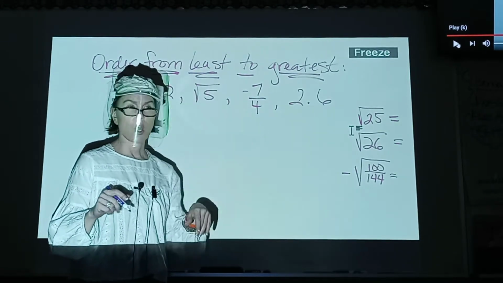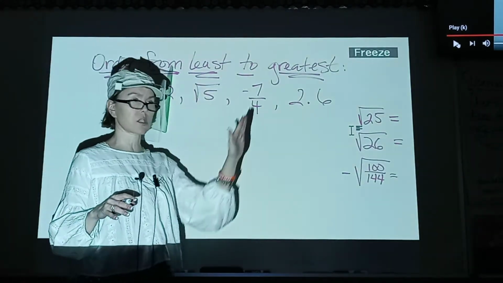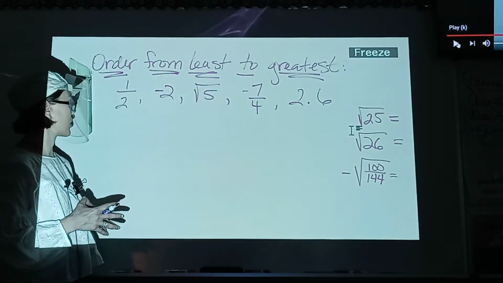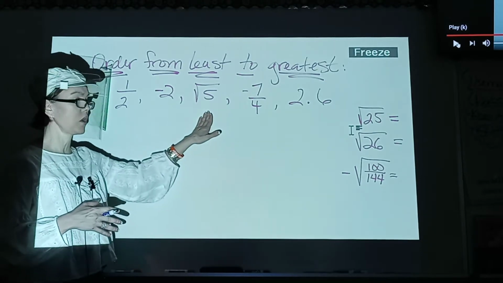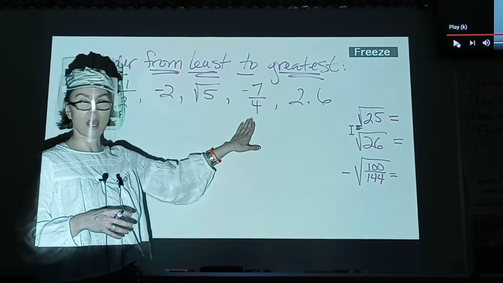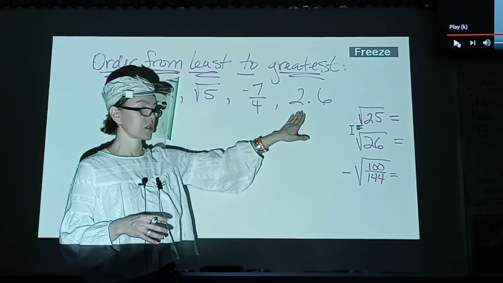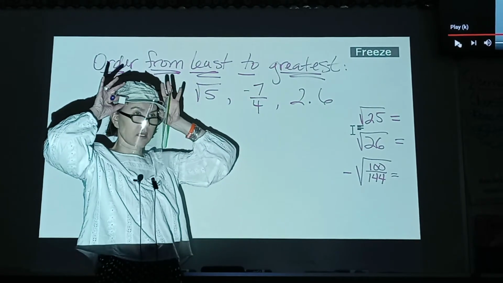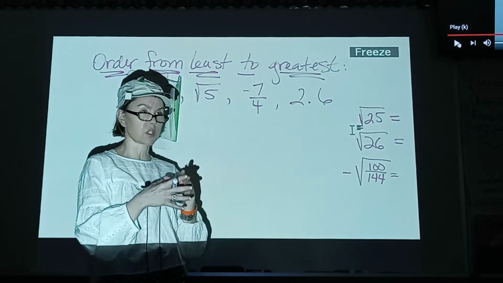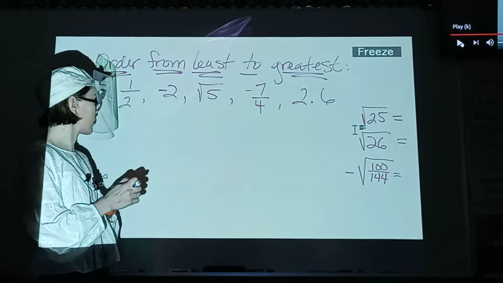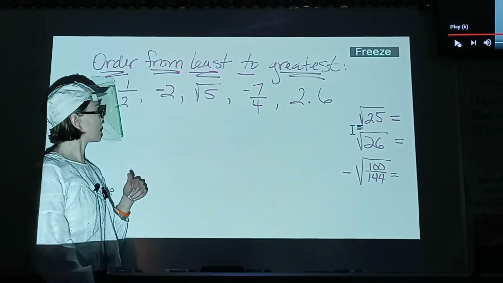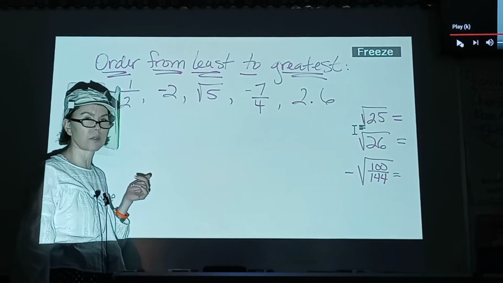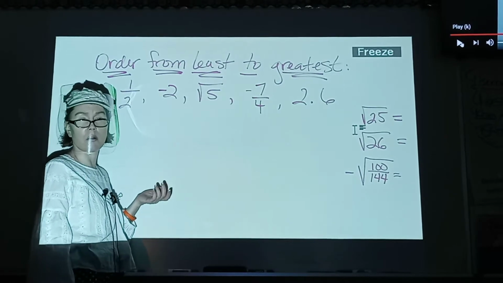Here we go. Ordering numbers from least to greatest. Okay. Well, when you look at these numbers, 1/2, -2, radical 5, -7/4, 2.6. Woo! That's an interesting lineup of numbers, wouldn't you say? Would you know how to put these in order from least to greatest, just looking at them the way they are now? No. I'm the teacher and I wouldn't be able to do it either.